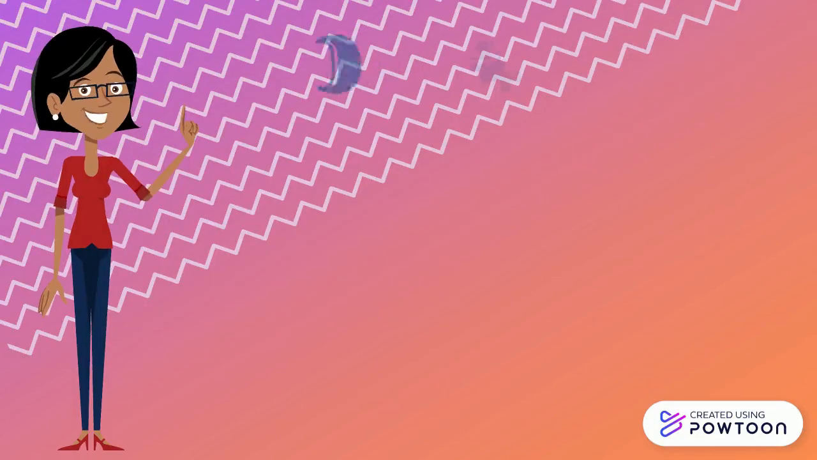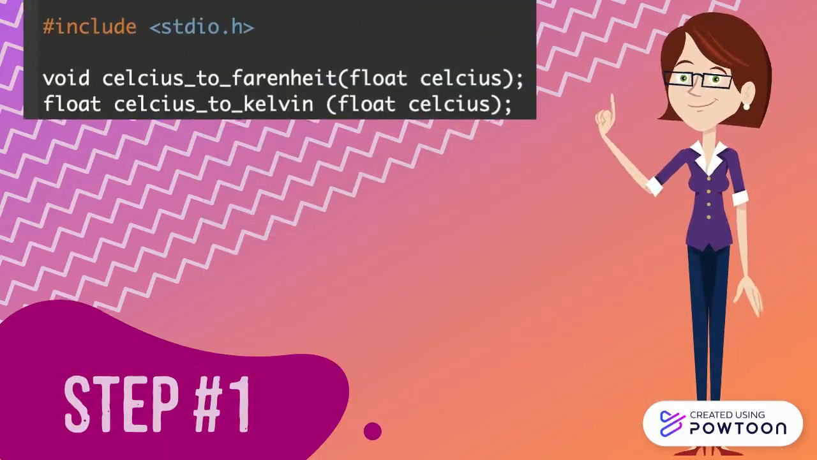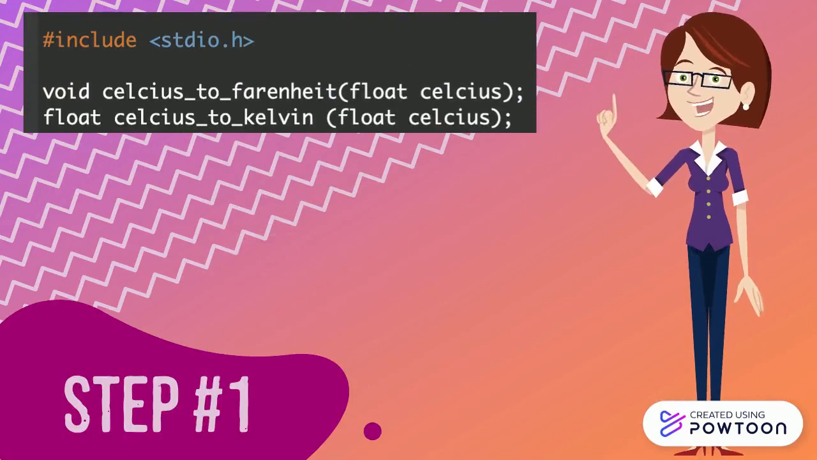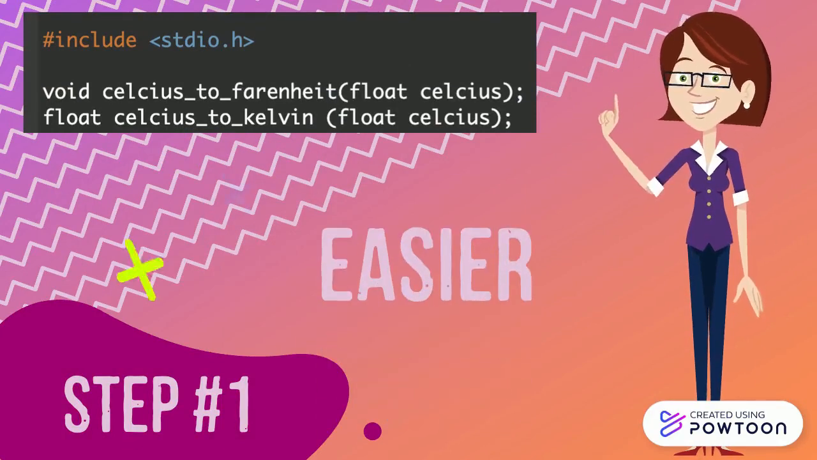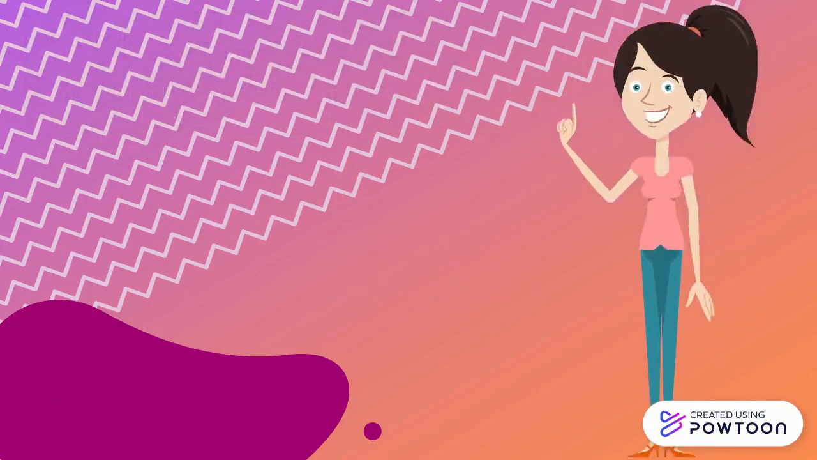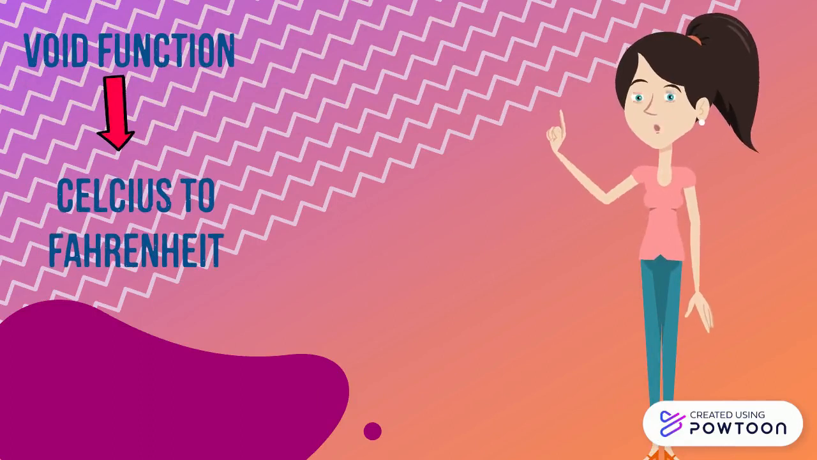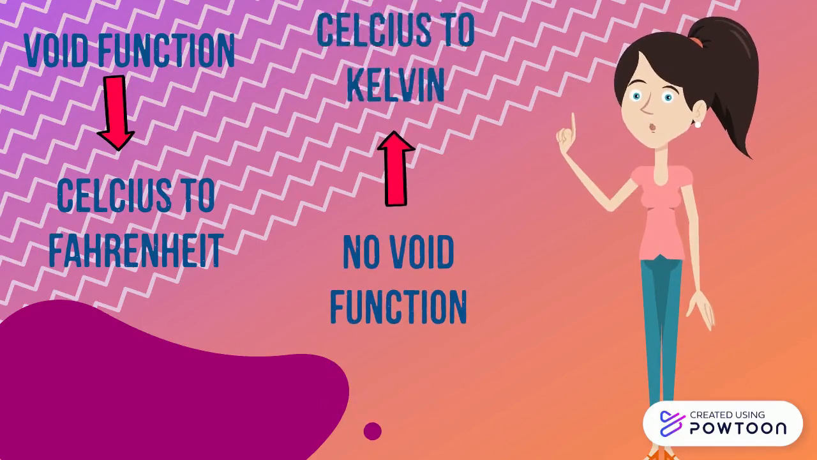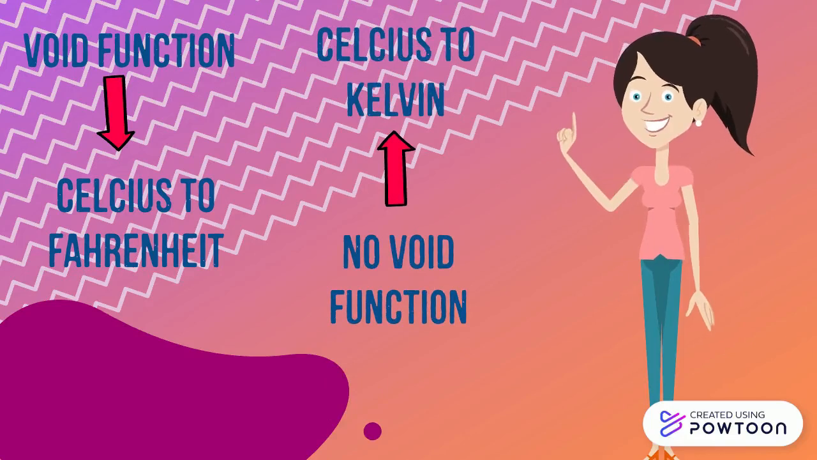First, open your C compiler, because without it, you are lost. No programs can be executed. Step 1. Declare a function for each conversion. This will help you to have an order for it to be easier to understand while programming. It can be any type of function, but we decided to use a void for Celsius to Fahrenheit and a non-void for Celsius to Kelvin, both with parameters, so we can show you how they work.